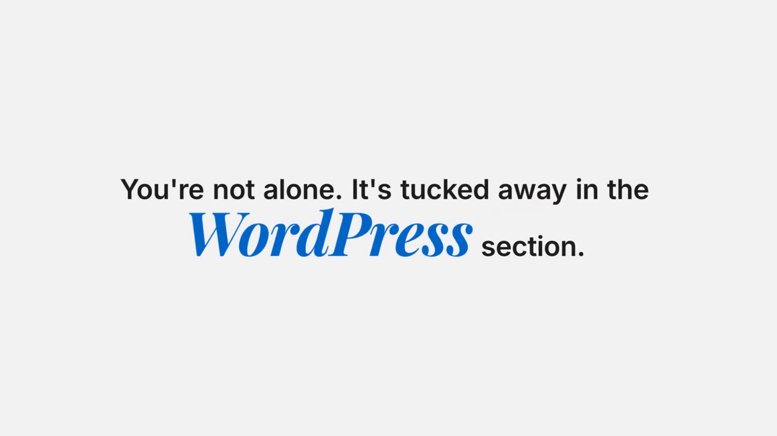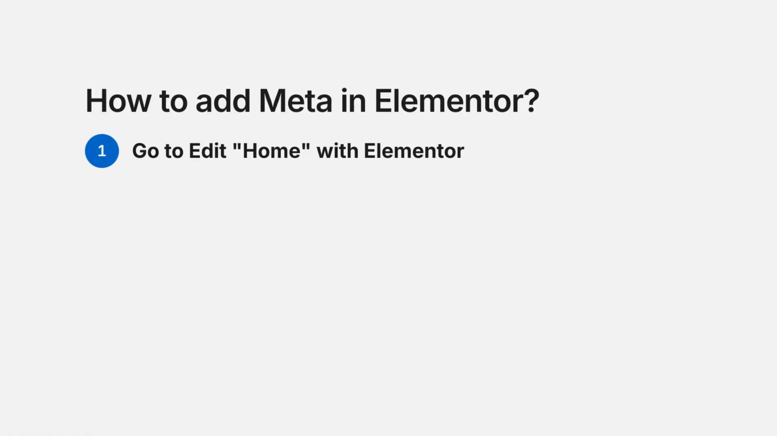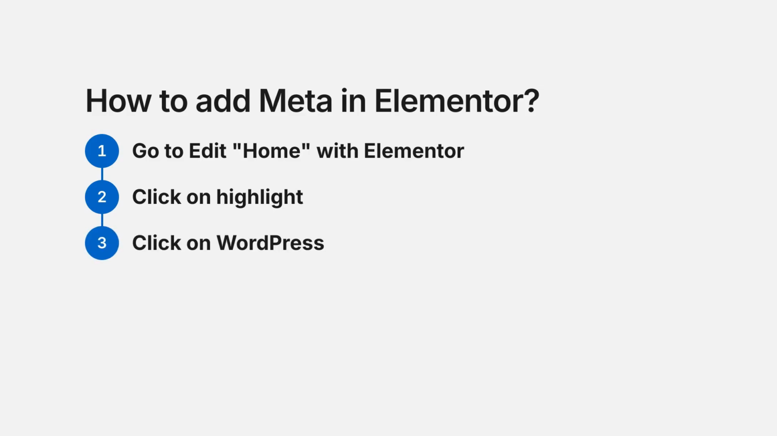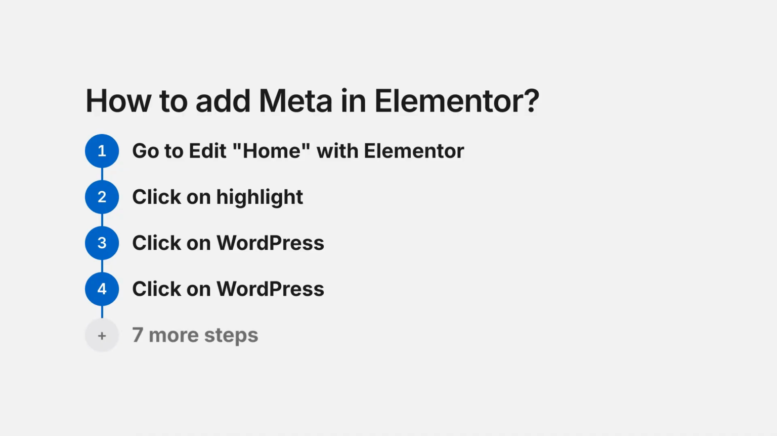Struggling to find the Meta widget in Elementor? You're not alone. It's tucked away in the WordPress section. Follow these 11 clicks to add Meta in under 2 minutes. We'll start in the page editor, locate the highlight widget, and walk through the exact clicks to add Meta, then customize its layout.